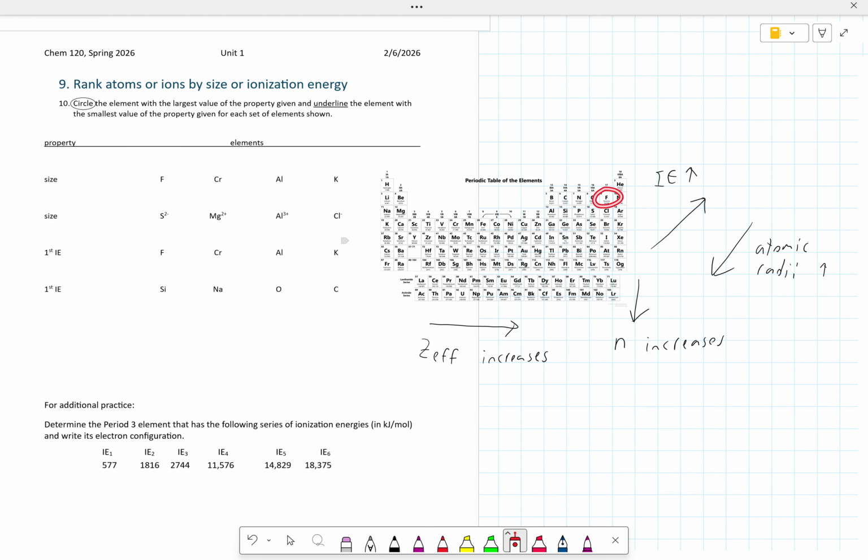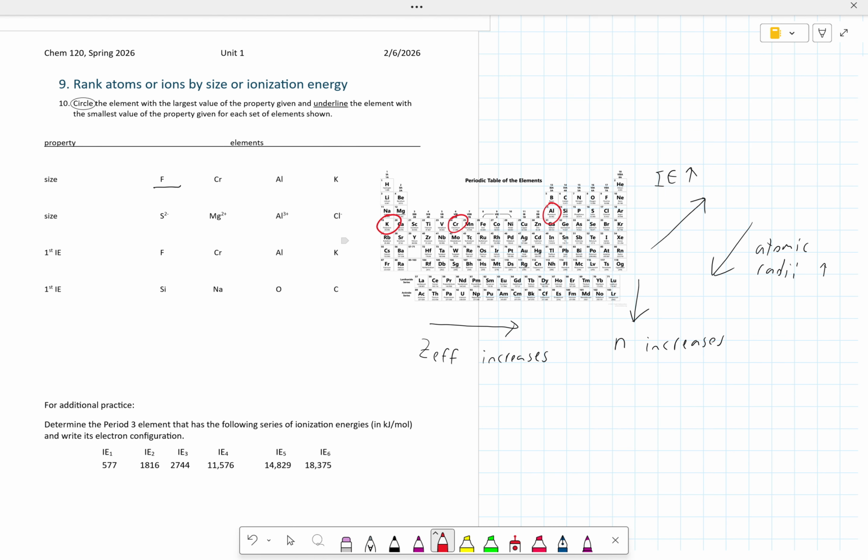Knowing the period of fluorine is going to tell me right away fluorine is going to be my smallest element. Its electrons are in its 2p compared to 3p, 3d, or more for the other elements. So fluorine is my smallest. Now, which of these is the biggest? I'm thinking about potassium, aluminum, and chromium.